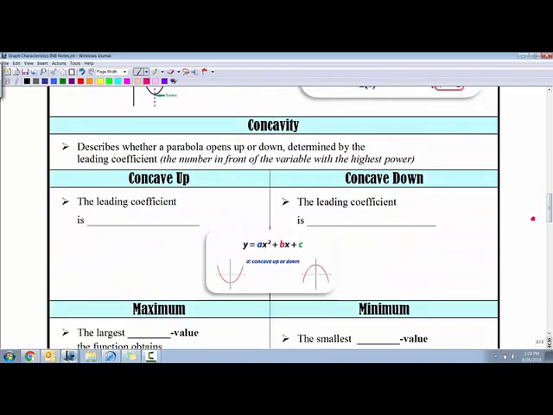Concavity. It's just going to describe if it's going up or down. It's that leading coefficient. So that leading coefficient is that a value right here. This is your leading coefficient, that a value. If it's positive, it opens up. If it's negative, it opens down. So like I just said, if it's opening up, is it going to be positive or negative? Positive, yeah.